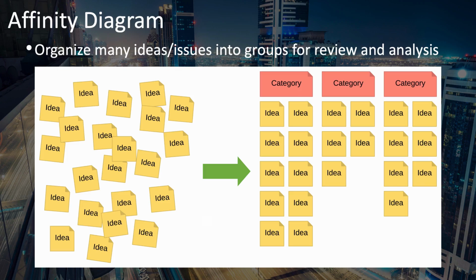Here's a very simple example of what an affinity diagram is. Here on the left, you have a whole bunch of ideas that you've come up with, perhaps from brainstorming or some other technique. All of these ideas are then organized into different groups or categories that make sense. And as you organize these into categories, now you have an affinity diagram. It really is just that simple.